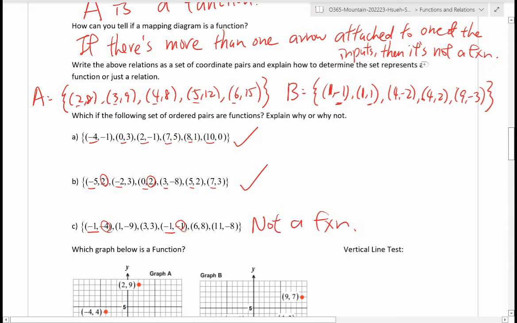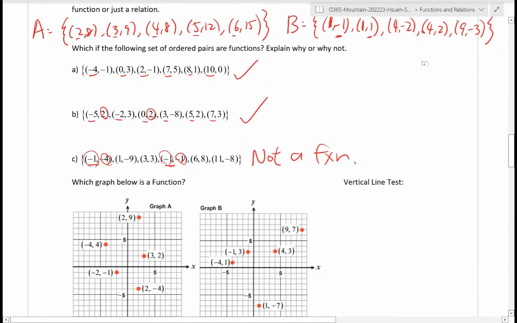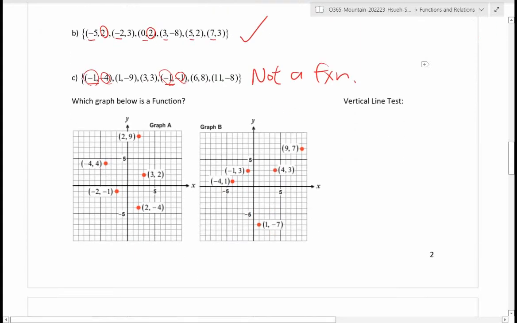Okay, both A and B are functions, but not part C, because for part A and B, there is only one output for each input. However, for part C, you have one input of -1, and it produces 2 different outputs. Therefore, it's not a function. Okay, so that's how you tell whether it's a function or not from coordinate pairs.